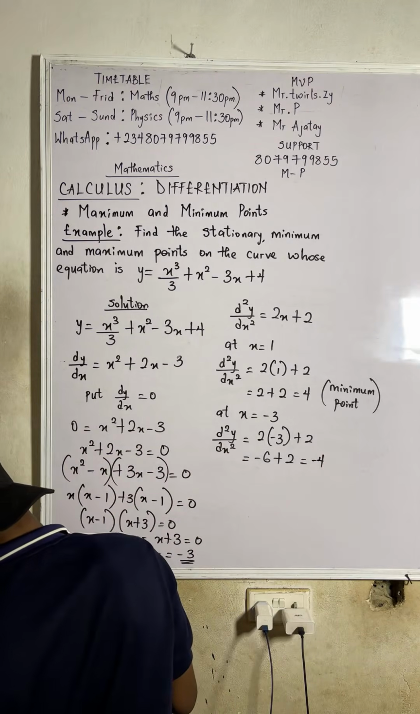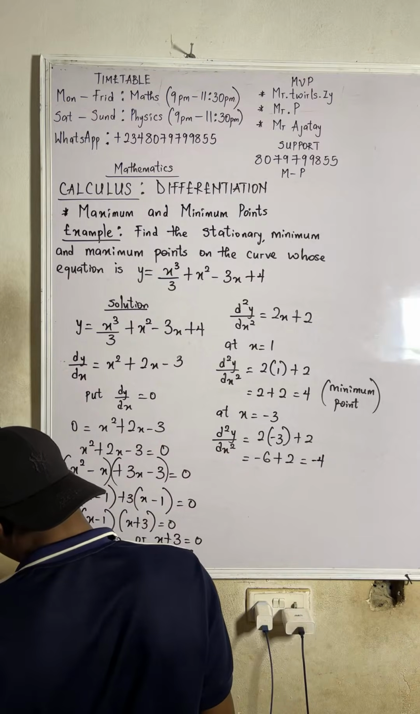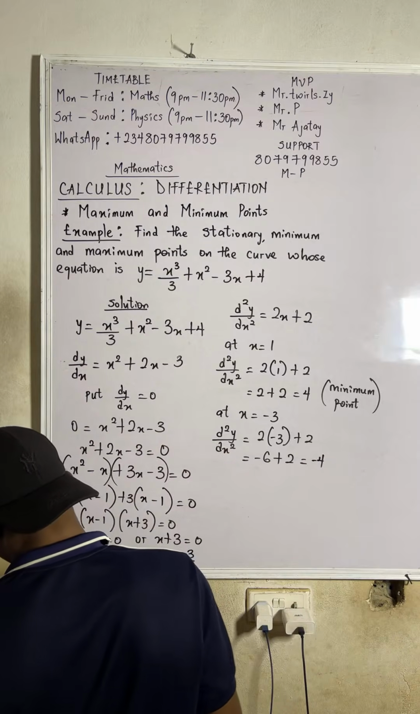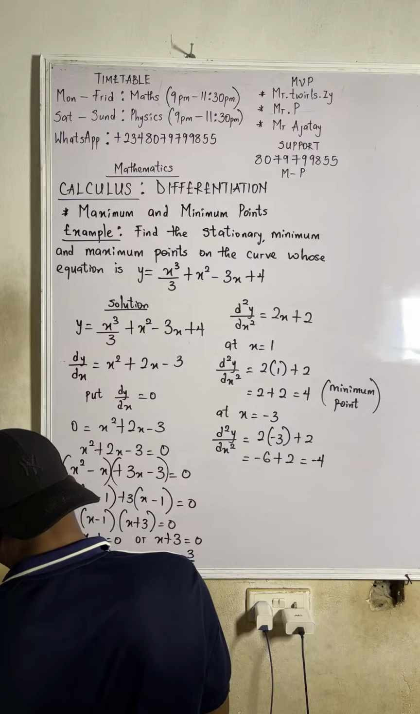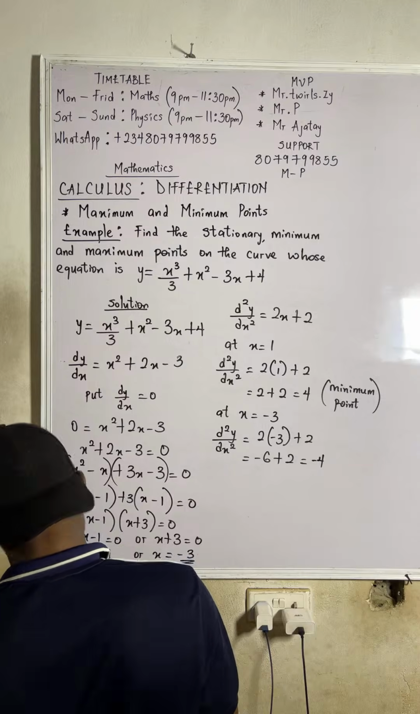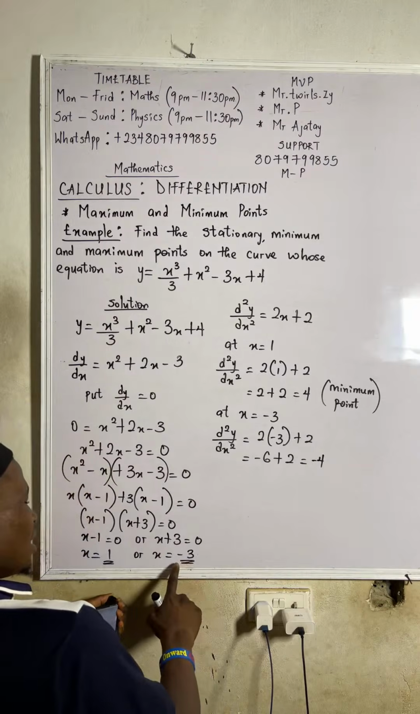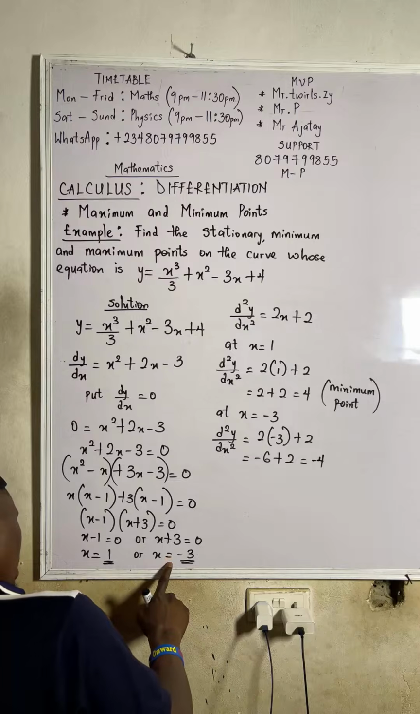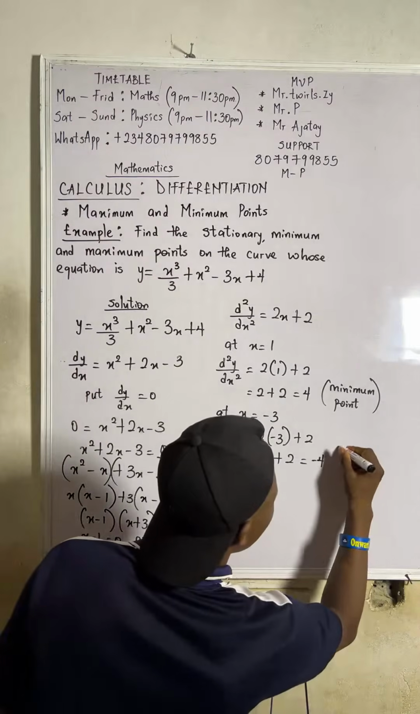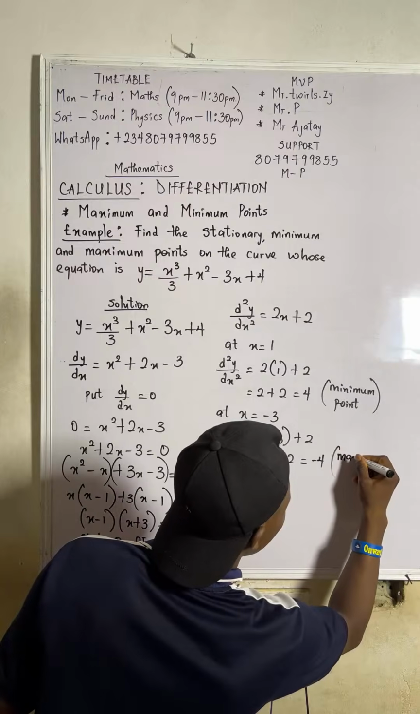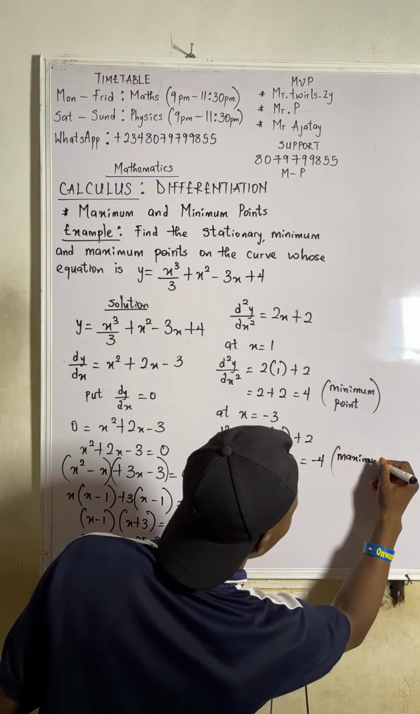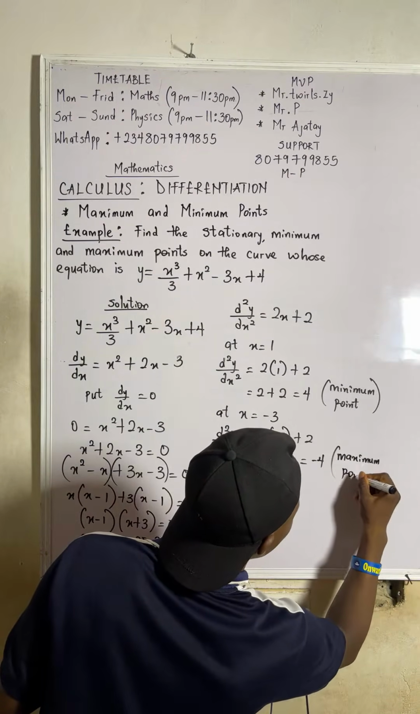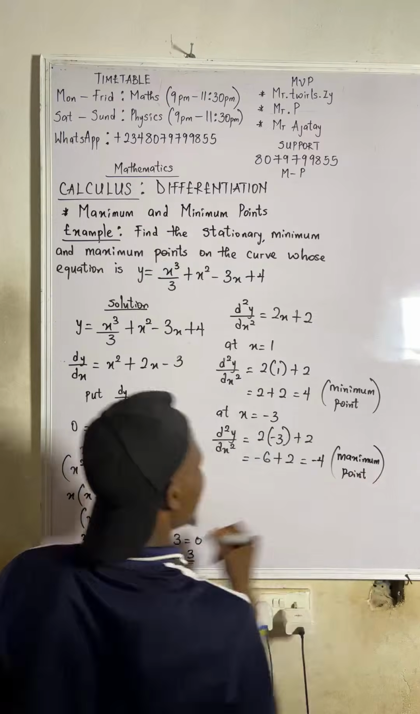And is it greater than 0 or less than 0? We've put for x equals 1 and we have put for x equals minus 3. So it is less than 0. And when it is less than 0, what do we call it? That is when it is the maximum point.